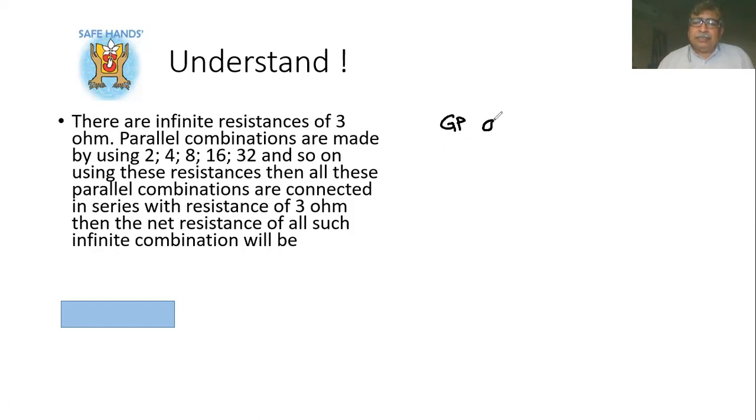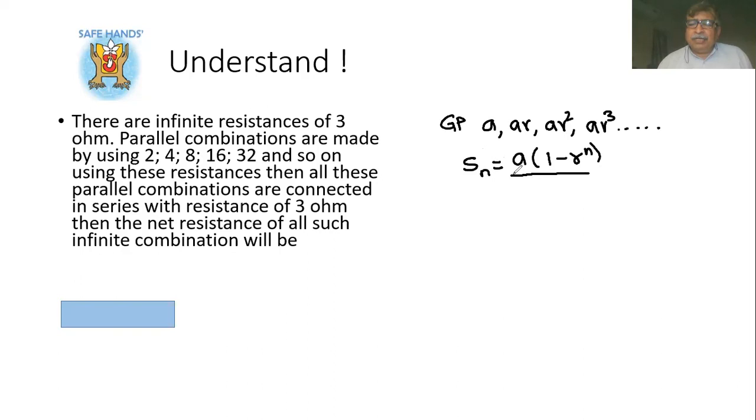Terms of the type a, ar, ar square, ar cube, and so on, form a geometric progression. If I try to see the sum of all, then the sum of n terms turns out as a (1 minus r to the power n) divided by 1 minus r. There is no need of different rules if r is greater than 1 or less than 1, because over there it is r to the power n minus 1 divided by r minus 1; you are just taking the minus sign common.